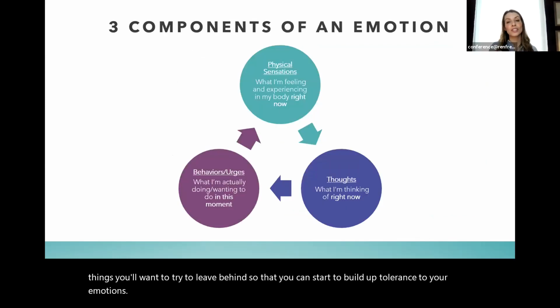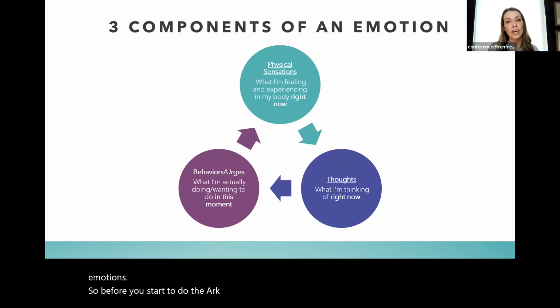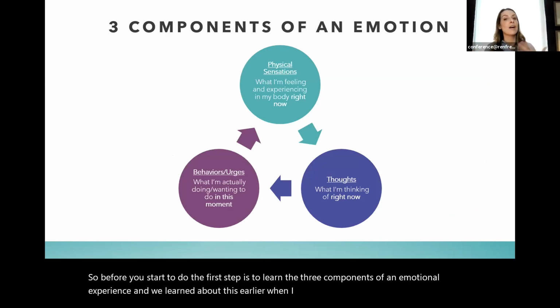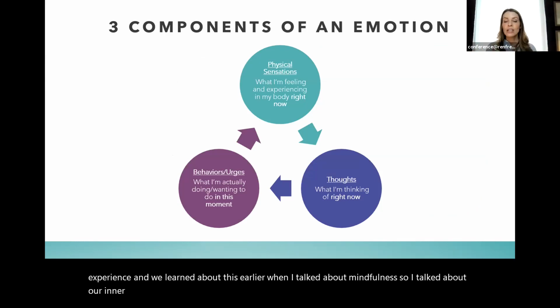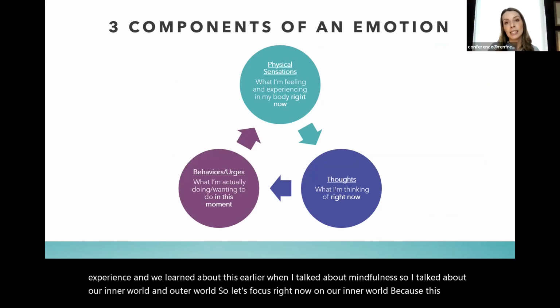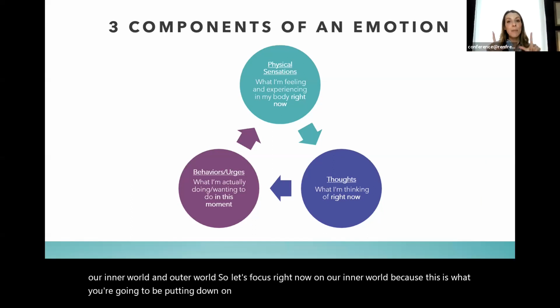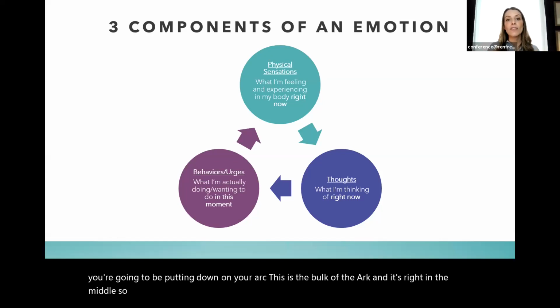So before you start to do the ARC, the first step is to learn the 3 components of an emotional experience. And we learned about this earlier when I talked about mindfulness. So I talked about our inner world and our outer world. So let's focus right now on our inner world, because this is what you're going to be putting down on your ARC. This is the bulk of the ARC, and it's right in the middle. So you really need to practice this first before you start using the ARC.